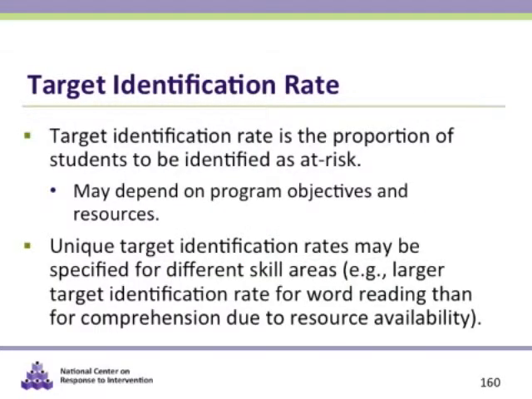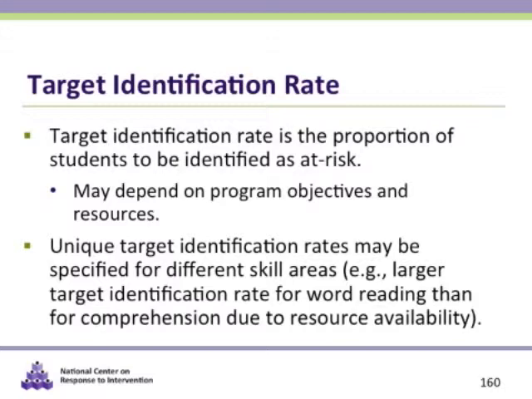Another way to identify who or how many students are going to get support is to use what we consider to be a target identification rate. So this is different than a cut score or target, and it doesn't really come with a number or a score on the test that identifies the student. Instead, the target identification rate is the proportion of students who are identified. And it's typically based on the amount of funds that we have and the services that we have available.